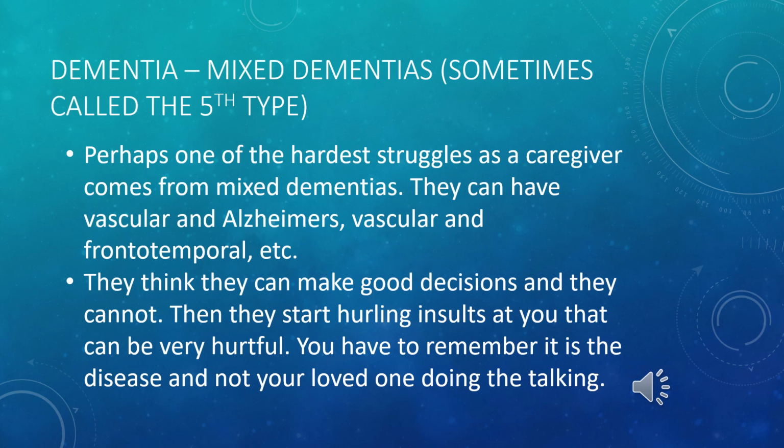So you have to remember, whenever they start hurling the insults, that they're realizing that they have deficits. They're not ready to admit that they have deficits. And so they're hurling insults at you, but you have to remember that it's the disease talking, and it's not your loved one talking to you that's saying these things. That doesn't mean it's any less hurtful, because they can say very hurtful things that really just cut you to the core.